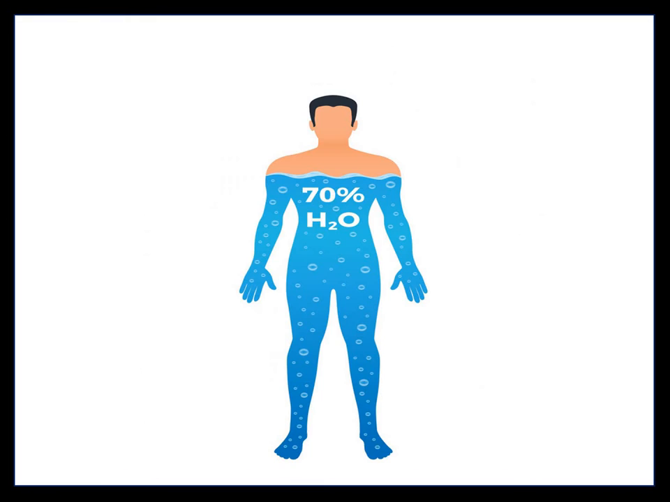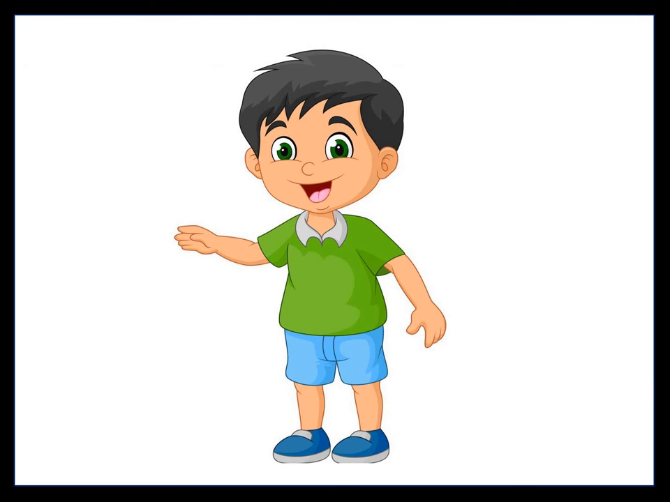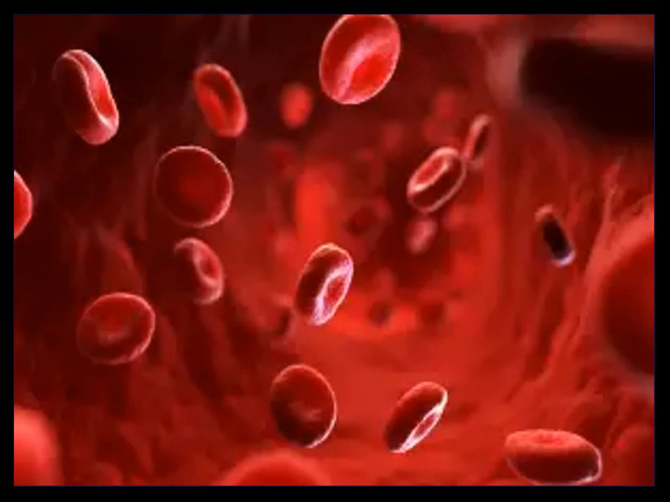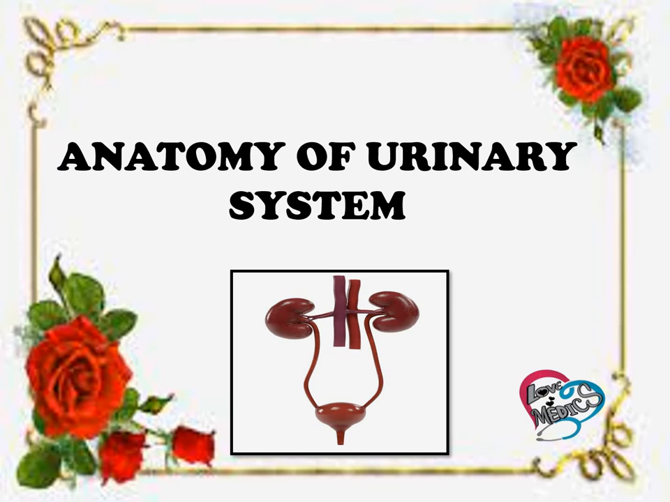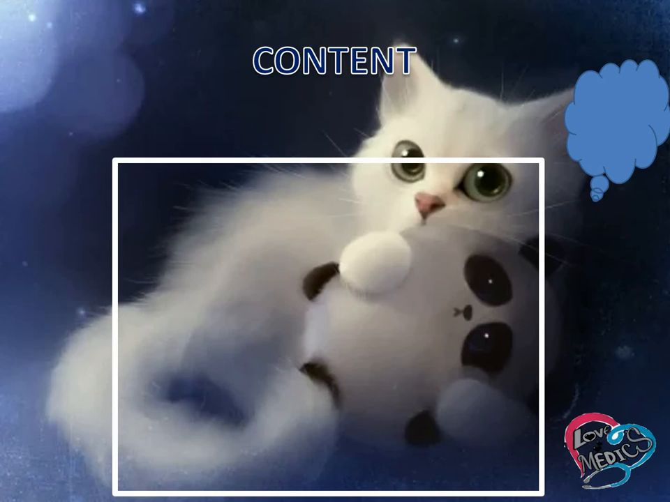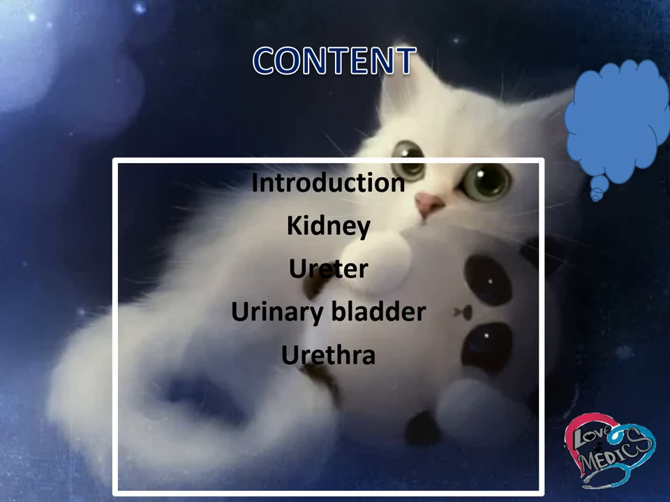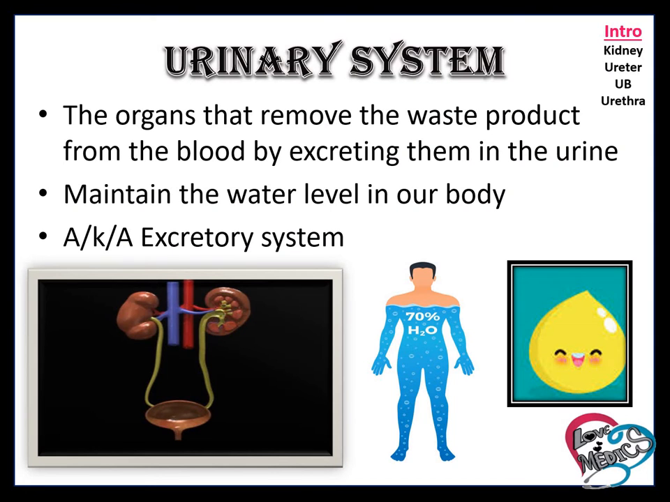Who is regulating the water level in our body and water level in our blood? That is the urinary system. In this video, I am going to explain about the anatomy of the urinary system. Content of the video: introduction, kidney, ureter, urinary bladder and urethra.